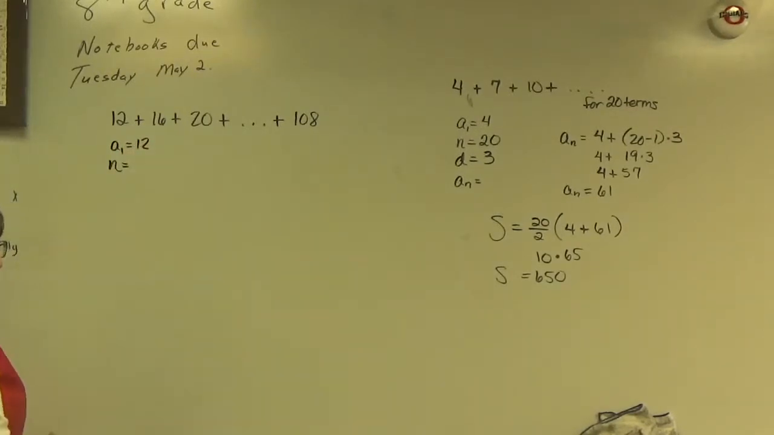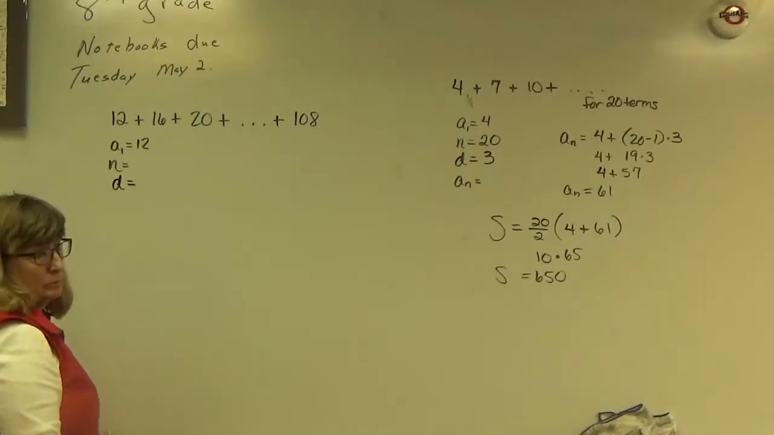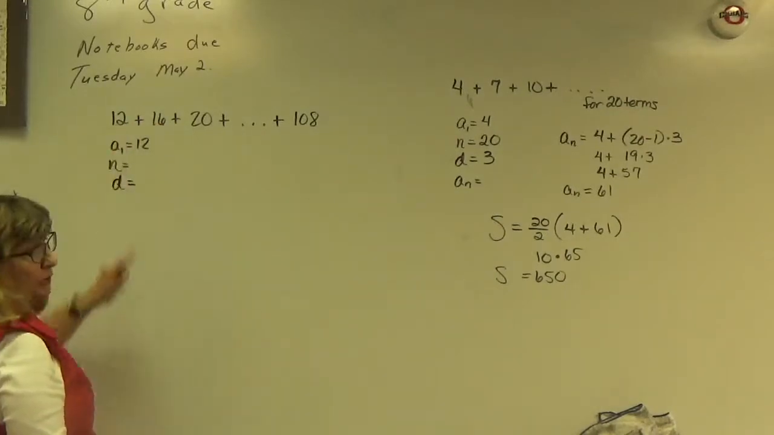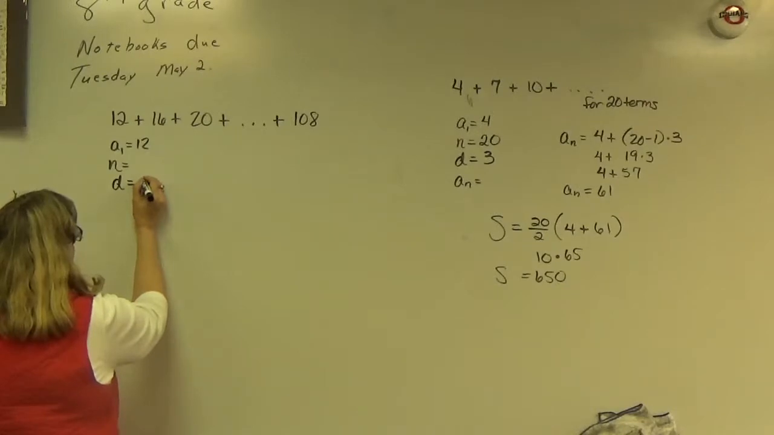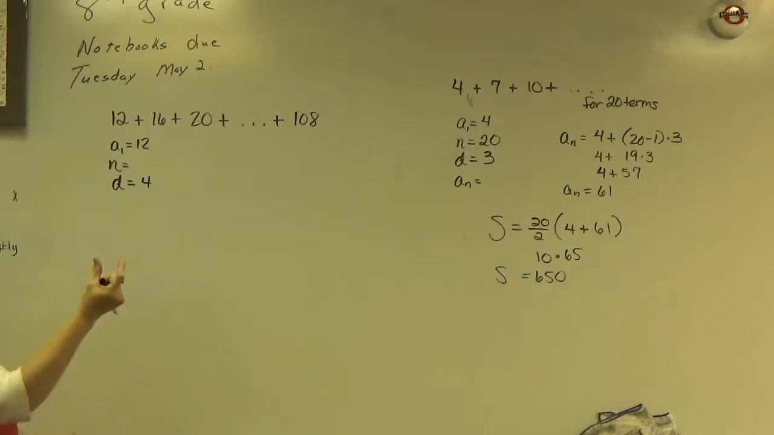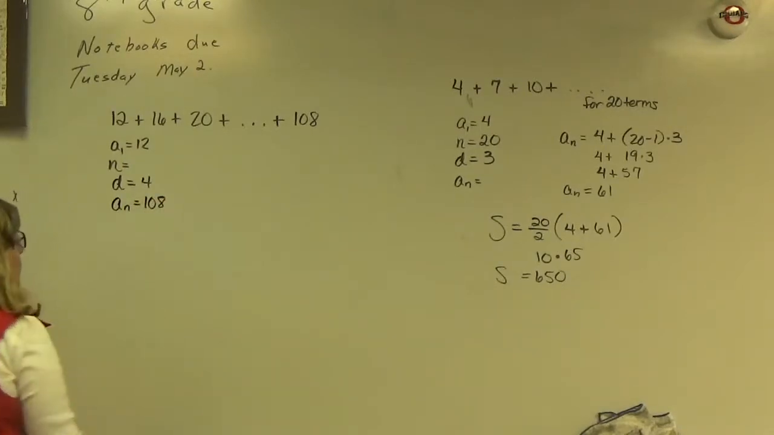Do we know how many terms there are? No, we don't. Do we know what the difference is? What would it be, Adler? 16 take away 12, which is 4. Or it could be 20 minus 16. Take whichever two are beside each other and subtract them. Now, do we know the last term? Yes. But what are we missing that we need in order to find the sum?